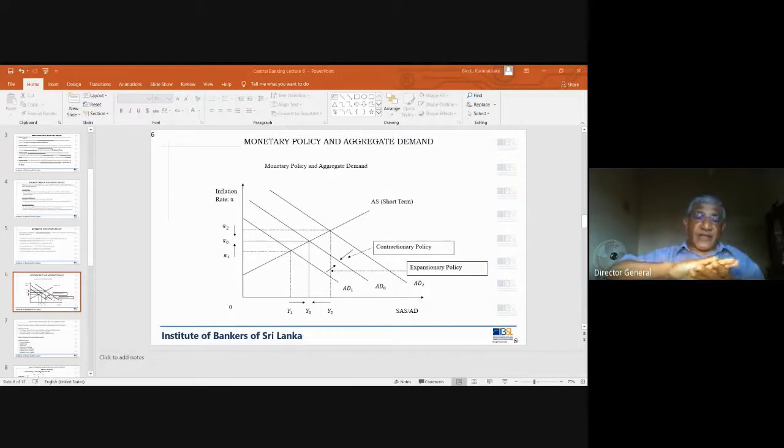If you have time, look at the central bank roadmap. At the beginning of the year, the central bank announces its roadmap. It says, within this year we are going to maintain an inflation rate of this much, or a monetary expansion rate of this much. That's on average. But from time to time, depending on changes in the situation, the central bank also has to change. Therefore, any monetary policy action is short term.